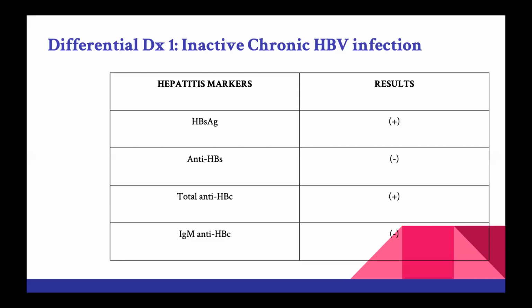And this has a subtype, the IgM anti-HBc antibody, which is detectable only during an acute or recent infection of HBV. So here it is negative, so it indicates a chronic infection. Next slide, please.